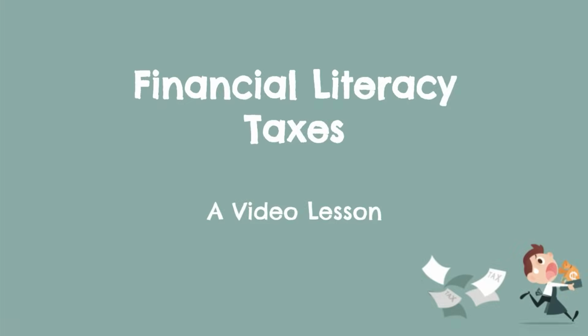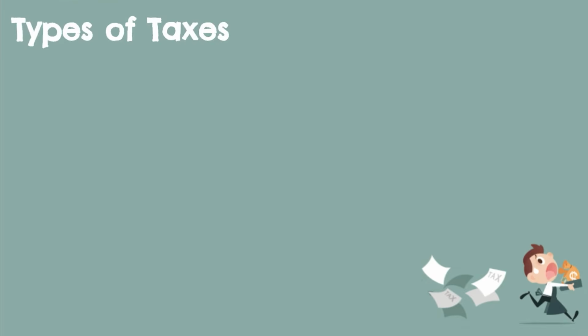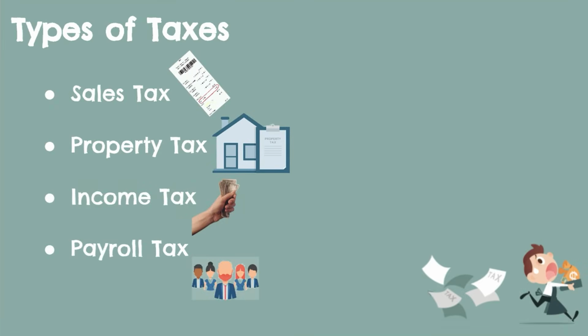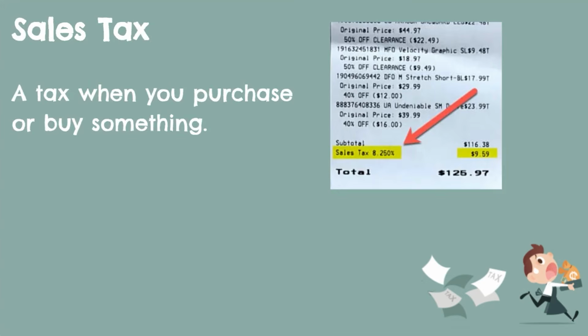Let's get to it. So let's get into our video lesson on financial literacy and more specifically taxes. There are 4 types of taxes that we are going to be covering in this video: sales tax, property tax, income tax, and payroll tax. Income tax and payroll tax are probably the hardest to understand, but we're gonna get it. So let's start with sales tax.